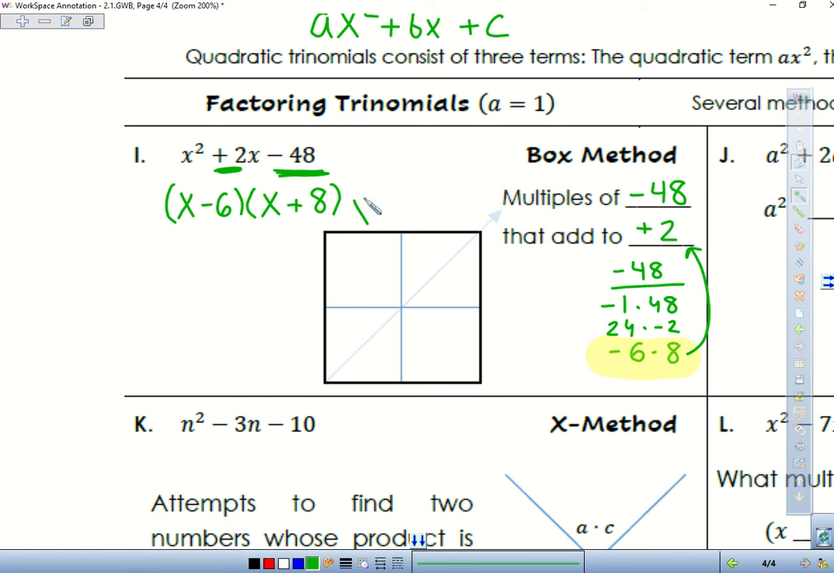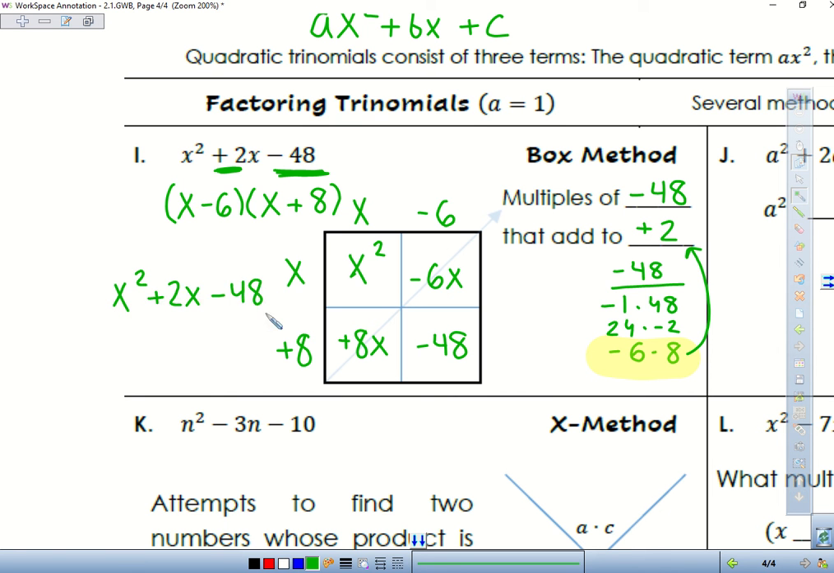Now we can use the box method to check our work. Does everyone remember how to do this? You multiply the corners. X squared, 8x, negative 6x, negative 48. You combine the ones right here because they're like terms, so we end up with x squared plus 2x minus 48. So do you see how these are equivalent, but one is factored and one is not? So I just want to kind of show you how they come back full circle there. So that's the answer.